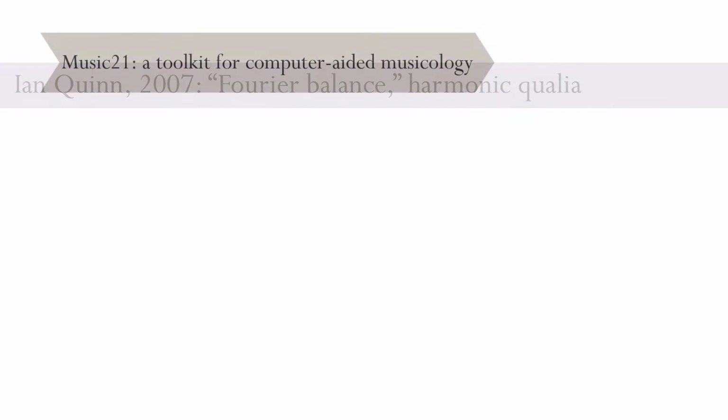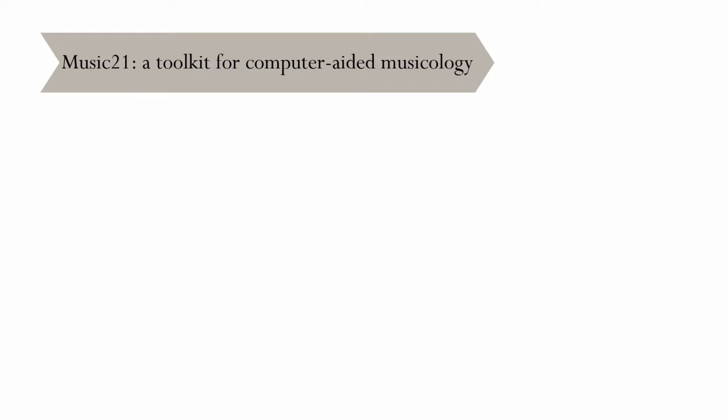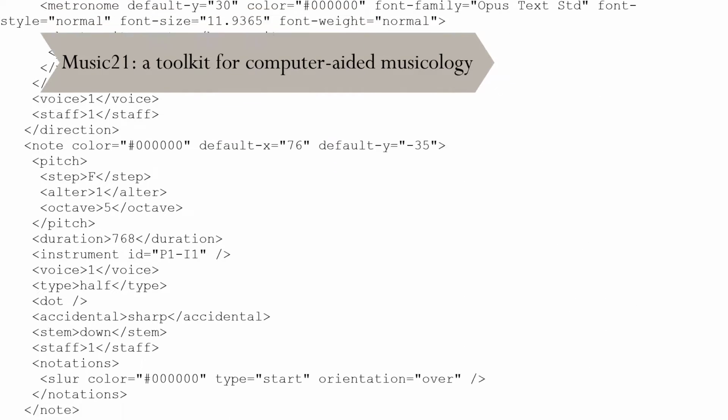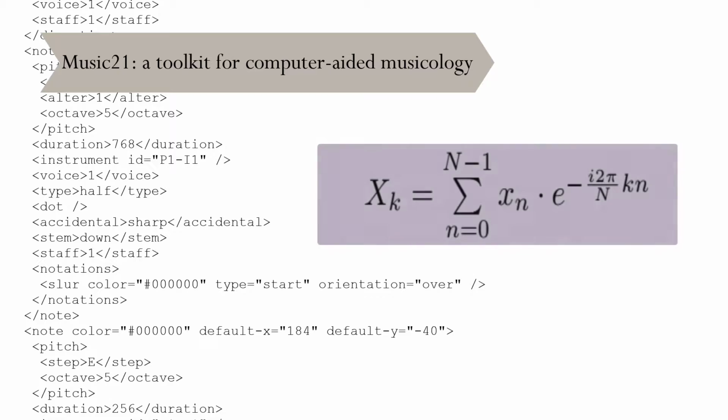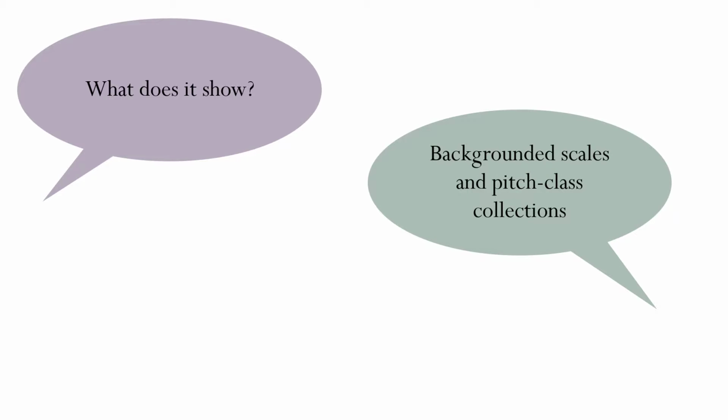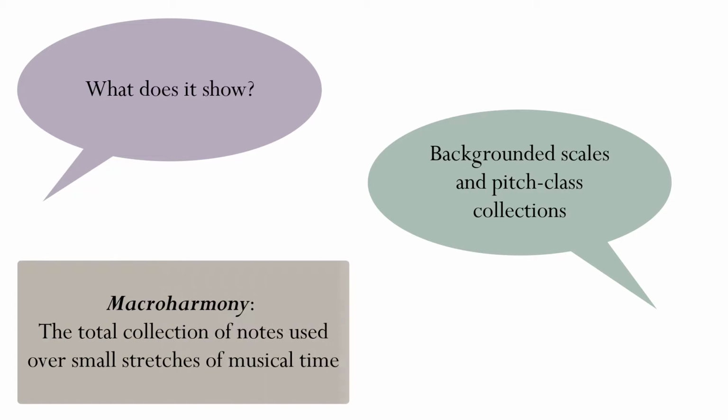I use the Music21 Python module to interpret the pitch classes of an encoded musical score through the discrete Fourier transform. This methodology offers a broad view of the backgrounded scales and pitch class collections of a piece, what Dmitri Tymoczko refers to as macroharmony. I have selected two excerpts in which the composers are very frugal with their pitch class collections, one in a tonal idiom, the other atonal.